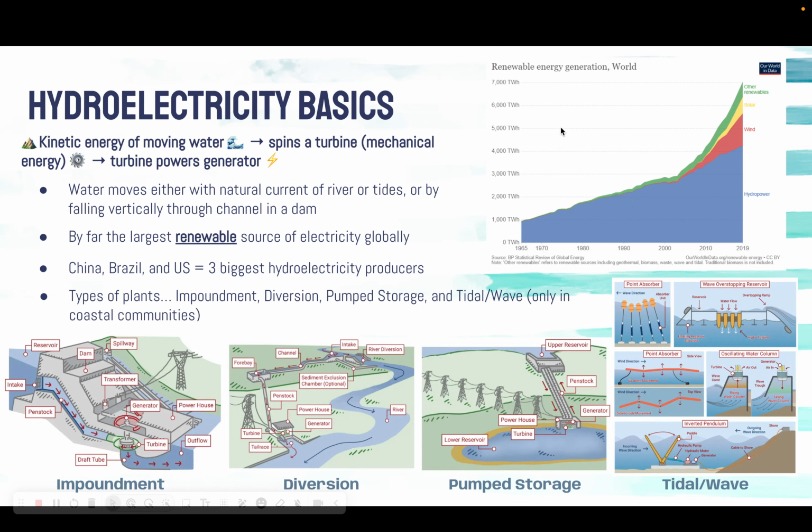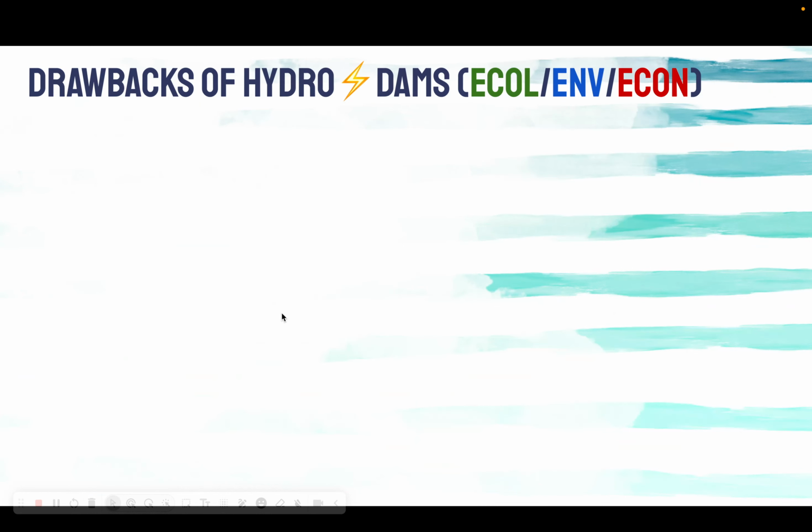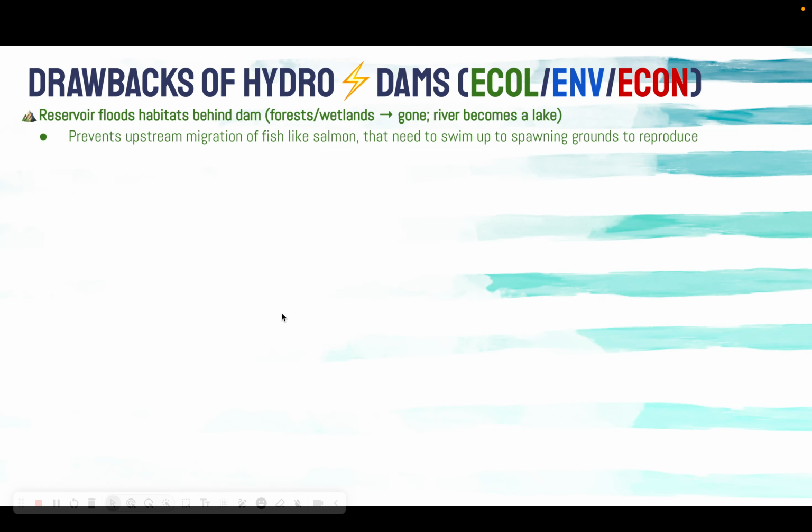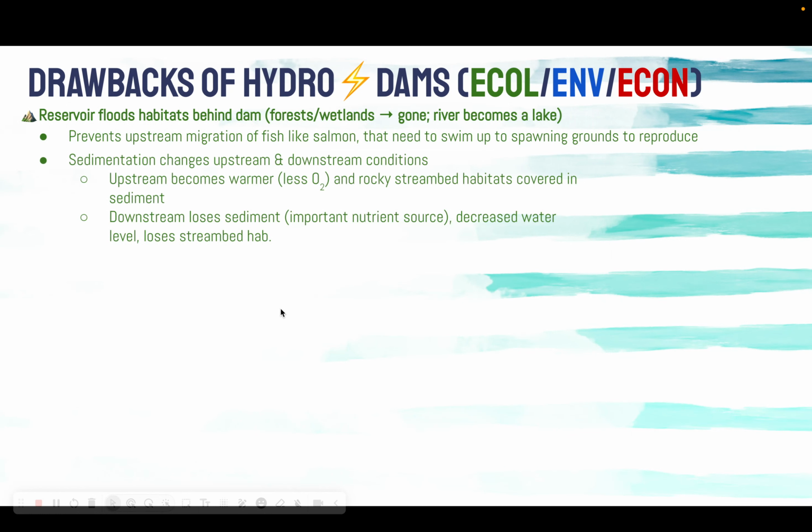So hydropower, as you can see, makes up the bulk of our renewable energy production, and so that's a positive for hydropower. What are some drawbacks of hydropower? Well, in green, I'm going to show you the ecological impacts. I'll show you in blue font the environmental impacts, and then in red, I'll show you the economic impacts.